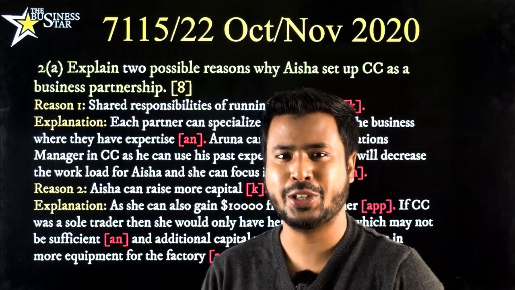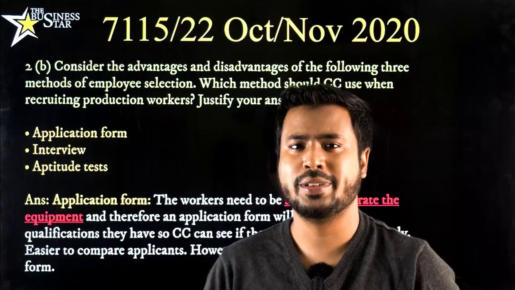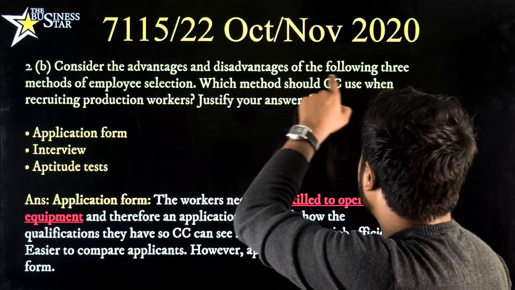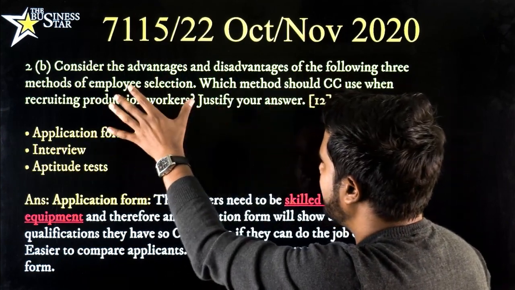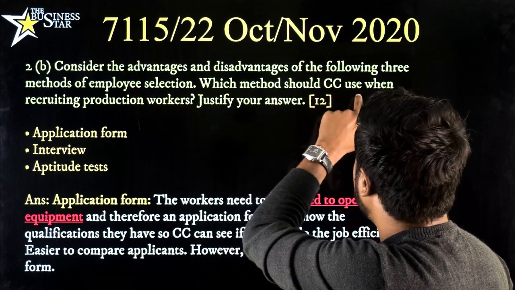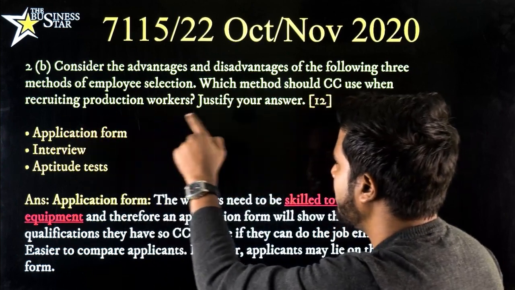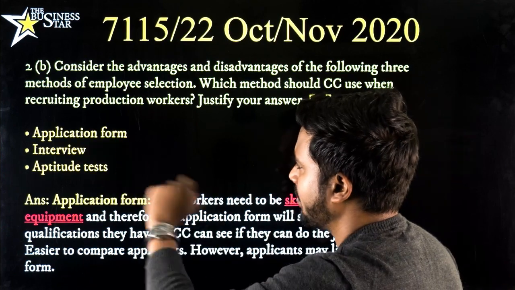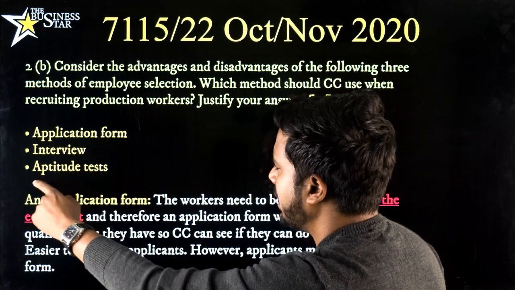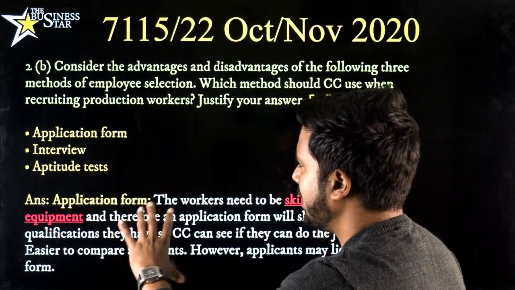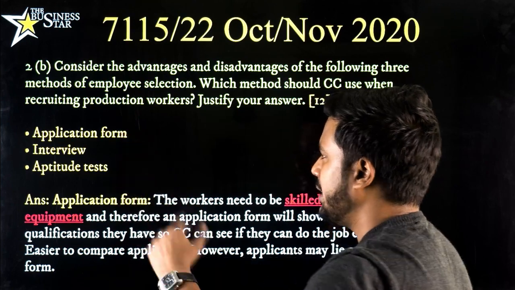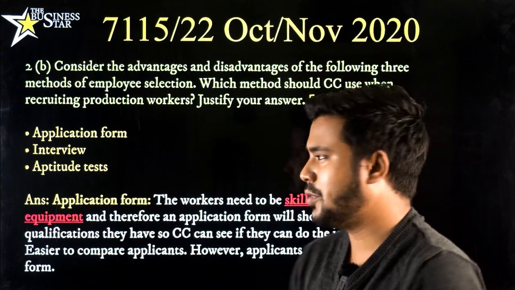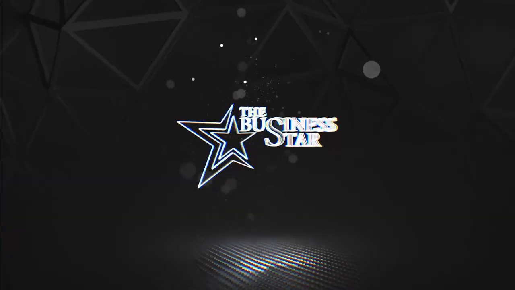Let's move on to question number 2B. So business starts. Moving on to question number 2B, which is: consider the advantages and disadvantages of the following 3 methods of employee selection. Which method should CC use when recruiting production workers? Justify your answer. It's a 12-mark question. So which are the 3 methods? This one: application form, interviews, and aptitude test. So in this slide, I'll be talking about the application form, and in the next slides, I'll be talking about interview and aptitude test.